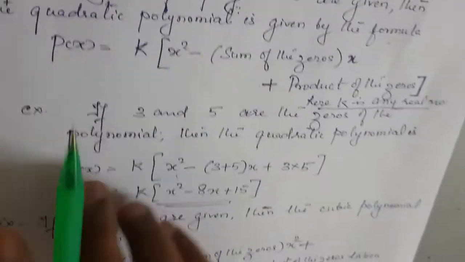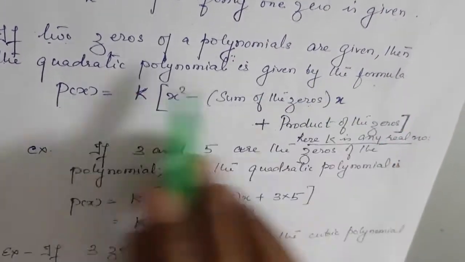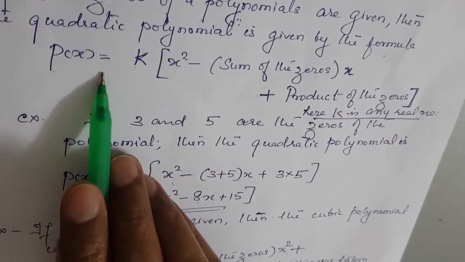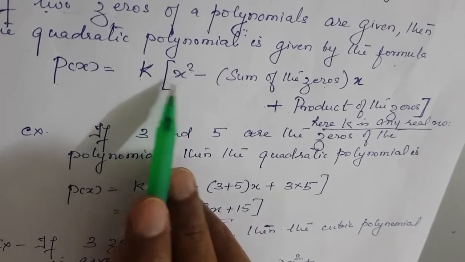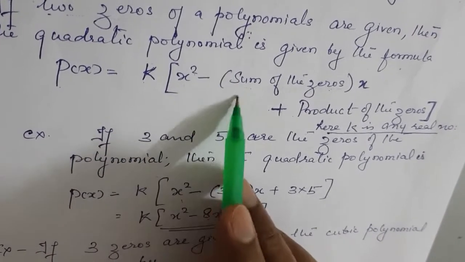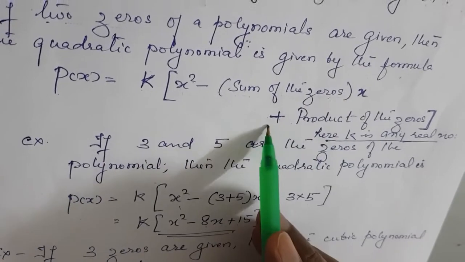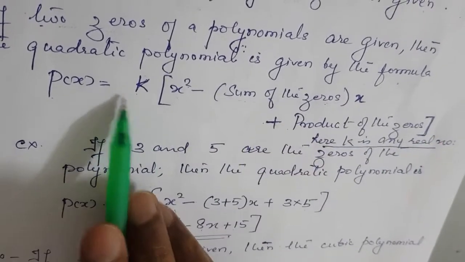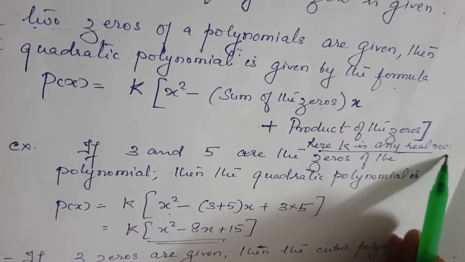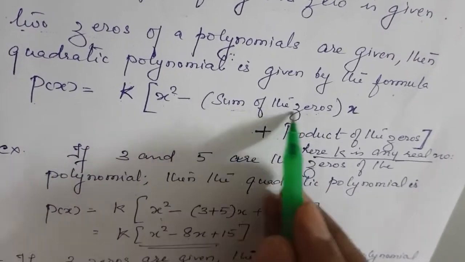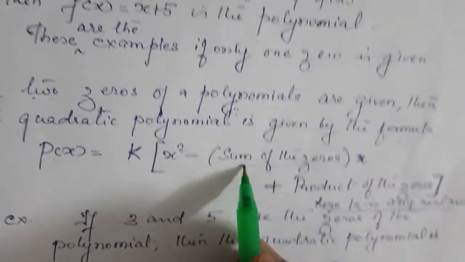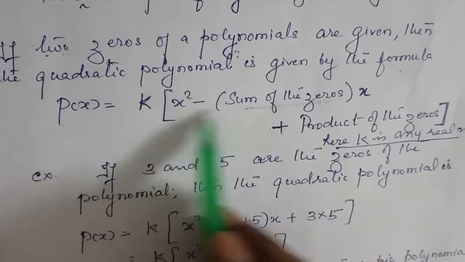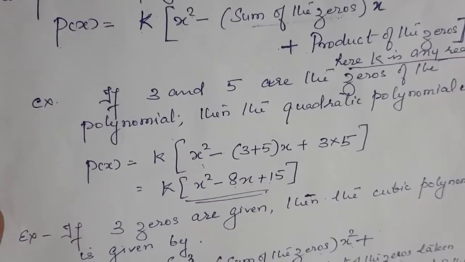Now next, if 2 zeros of a polynomial are given, then the quadratic polynomial is given by the formula p(x) = k times (x^2 - (sum of the zeros) x + product of the zeros), and here k is any real number. The sum of the zeros means whatever zeros you have been given, you add them and take their product, and together you will get the polynomial.